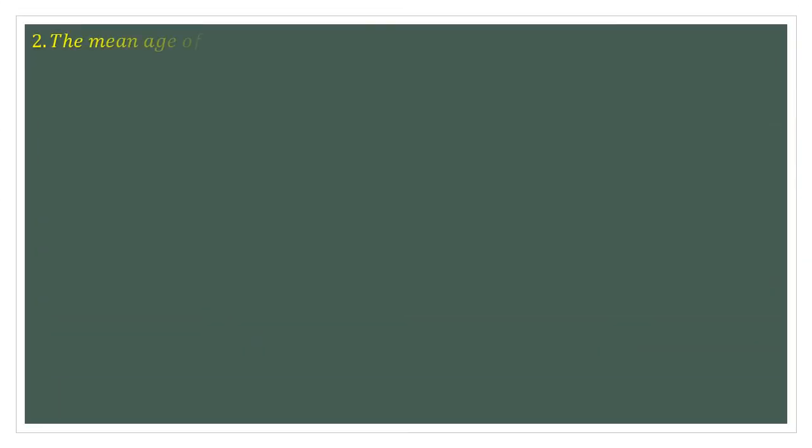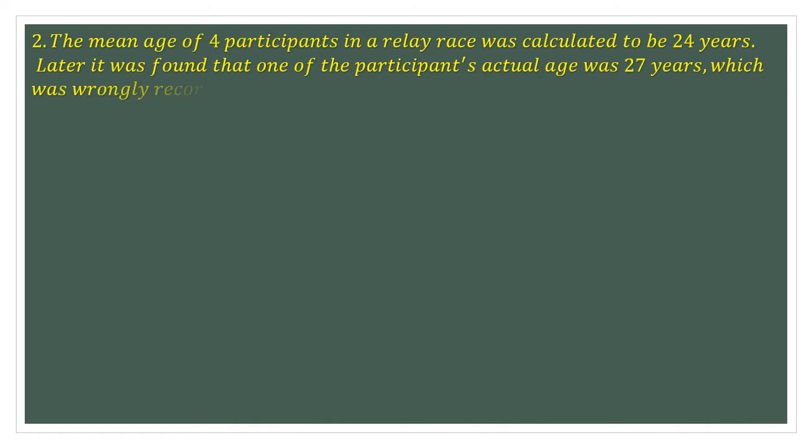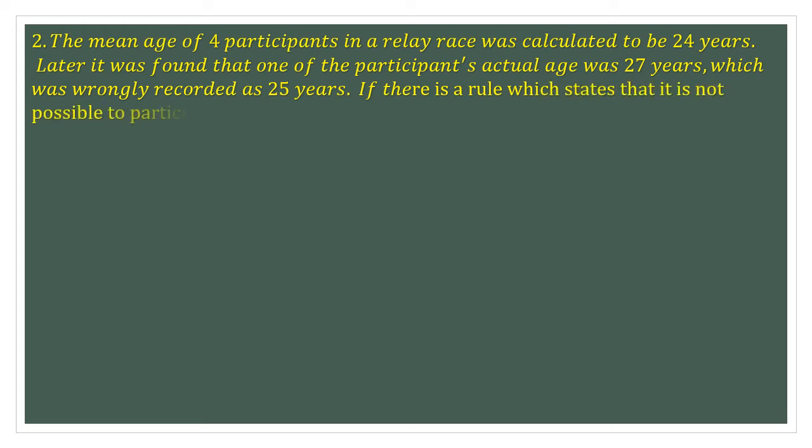Second question: the mean age of 4 participants in a relay race was calculated to be 24 years. Later, it was found that one of the participants' actual age was 27 years. That means this is a question of correcting the wrong mean. That 27 was recorded, it was actual, but it was wrongly recorded as 25 years. So 27 is the correct value, 25 is the wrong value.